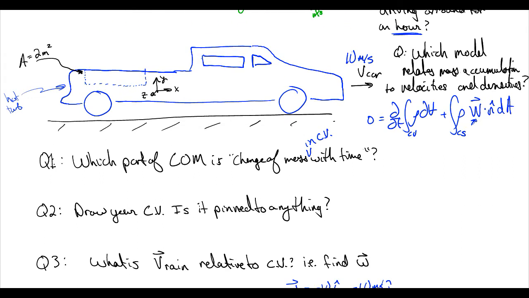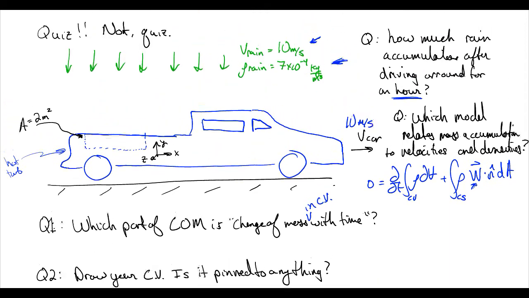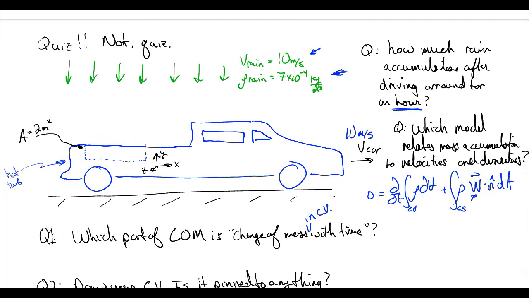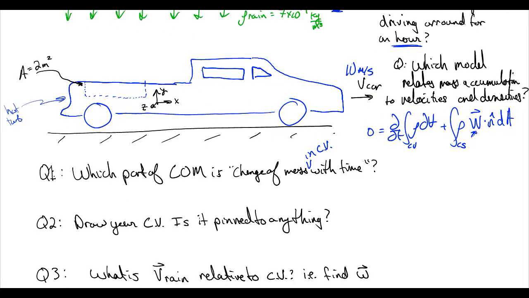So let's go through these questions. Which part of conservation of mass is the changing of mass with time within the CV? All right, because that's what our question is asking, how much rain is accumulating after driving around for an hour. So if that is the case, that's this right here. This is m dot of our CV. That's our change of mass with time.